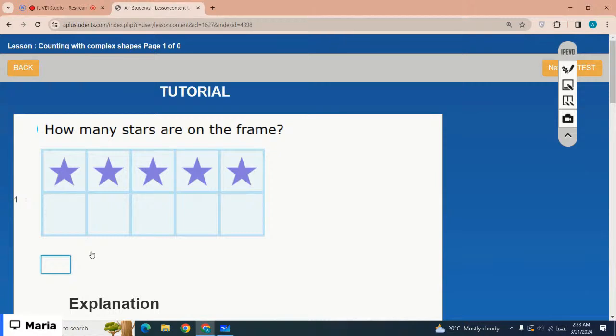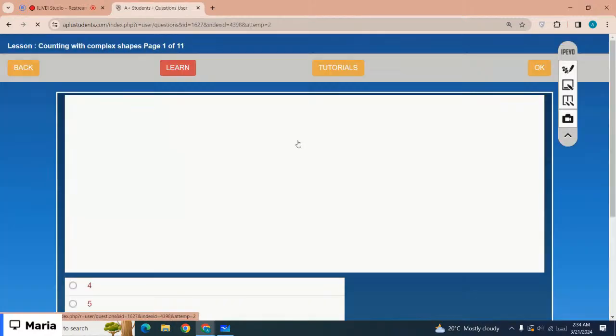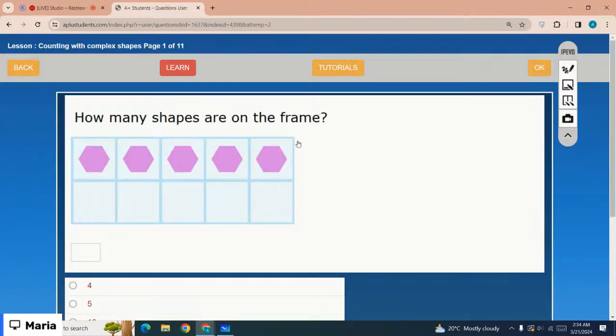The correct option is 5 stars, right? Let's just start with the test questions. How many shapes are on the frame, which is the correct option? The correct option is yes, there are only 5 shapes. The correct option is 5.